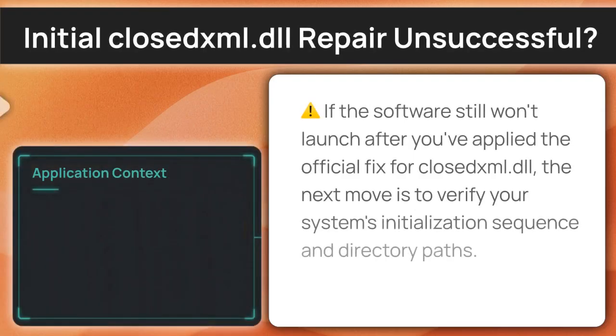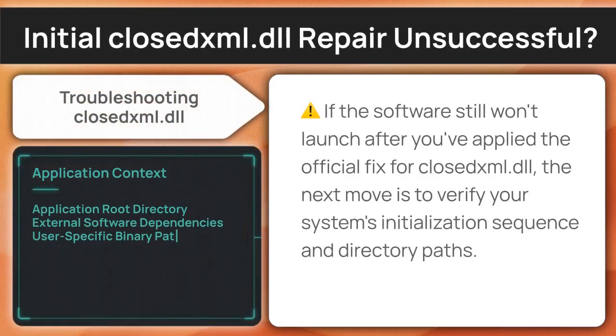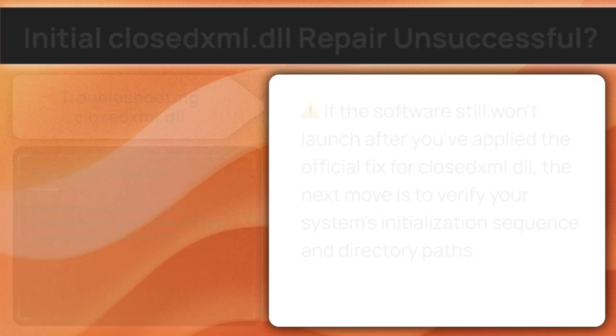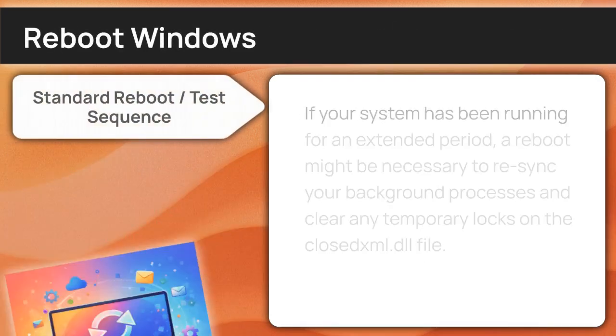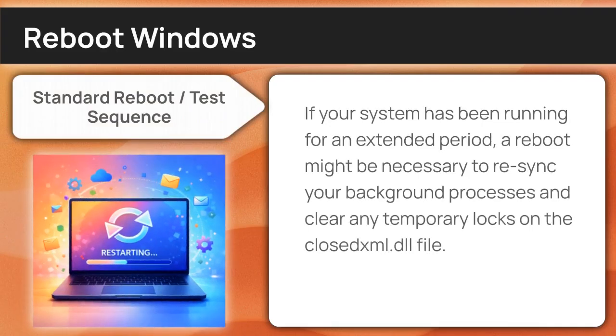If no luck was had with the redistributable package, we will escalate the fix by performing a targeted reset of the system state. A quick system restart is a practical way to ensure that all shared libraries, including ClosedXML Excel Library, are being loaded correctly into the current session's memory.